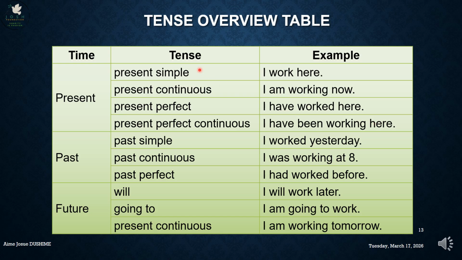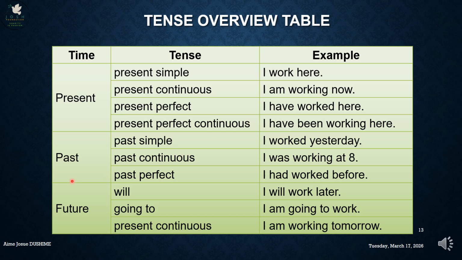And what do we have here as a structure? It is subject plus V1. When you reach third person singular, you add S or ES. When we reach here, the structure is subject plus am, is, are plus verb ing form. And when we reach the present perfect, it is subject plus has or have plus V3, which is the past participle. And when we reach here, it is subject plus have or has been plus verb ing form.